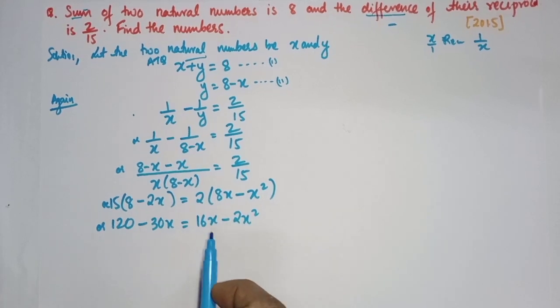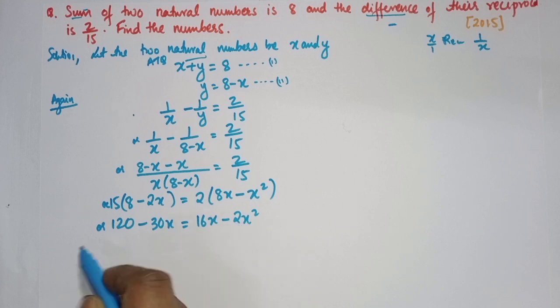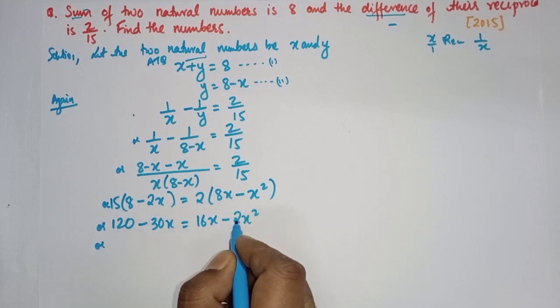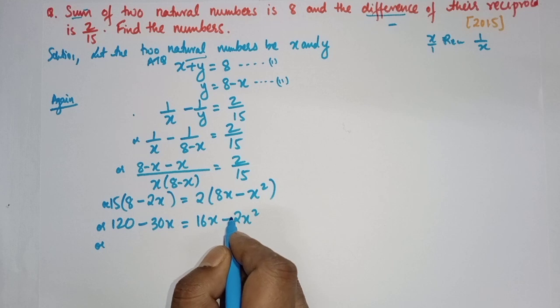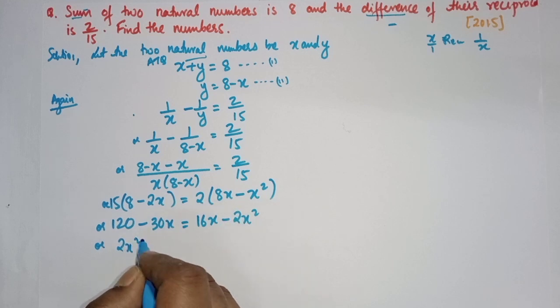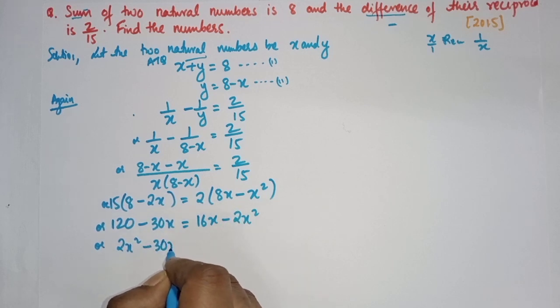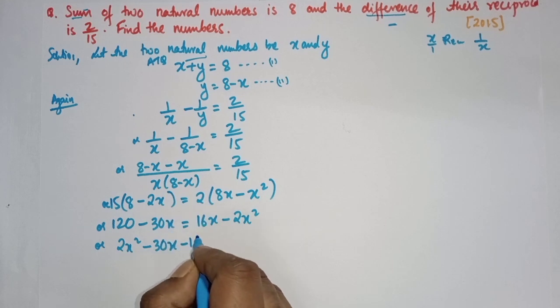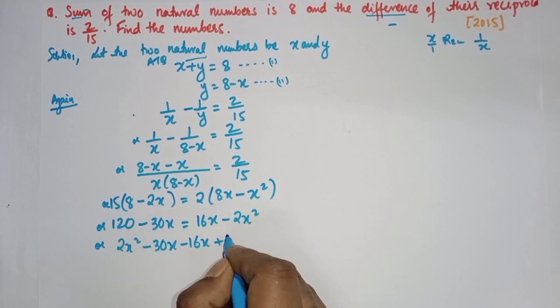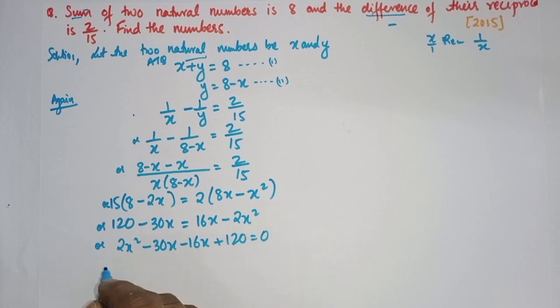On the left hand side, right hand side, you will try to make 0. So all you will bring to this side. When I bring this minus 2x square here, minus will change to plus, so 2x square. Here we have minus 30x. This if I bring here, it will be minus 16x. This already plus 120 equals 0.